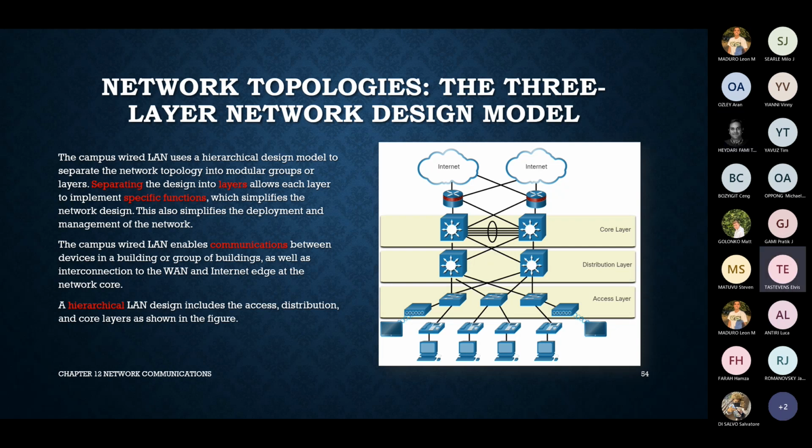So, the three-layer network design model. The campus-wide LAN uses a hierarchical design model to separate the network topology into modular groups or layers. Separating the design into layers allows each layer to implement specific functions, which simplifies the network design. Raise your hand if this is a new concept to you. Three layers, no worries. Previously, what we have seen was a flat structure of the network. Now we are going to give it a hierarchical view or design rather than a flat structure.